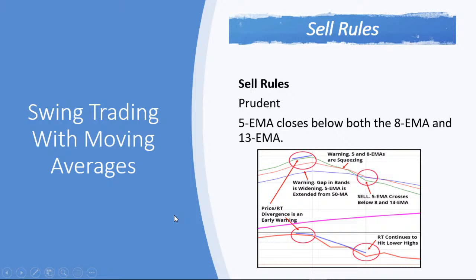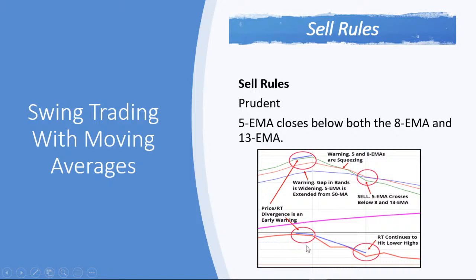This is for the more prudent investor. Okay? You ride that trend higher. If you're fortunate enough to have a really nice gain in the trade, what you're going to see are those moving averages continue to separate. The 5 is going to be above the 8. The 8 is going to be above the 13. You're going to continue to see nice separation. That's telling us that the trend is strengthening.